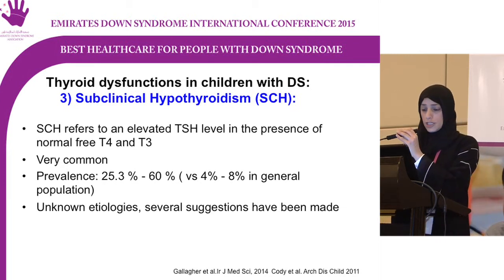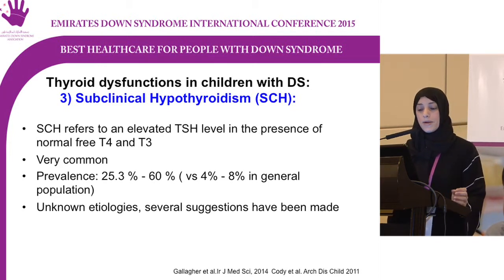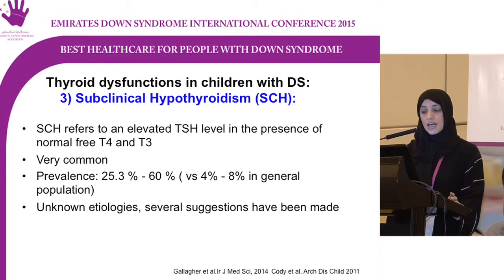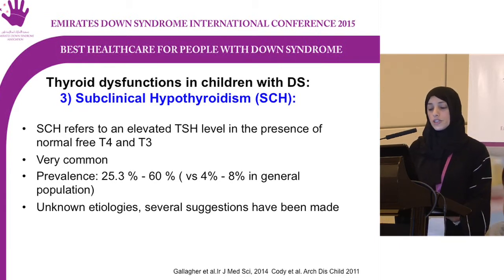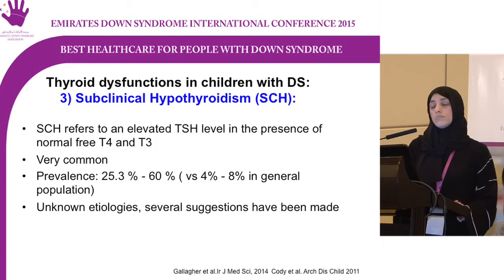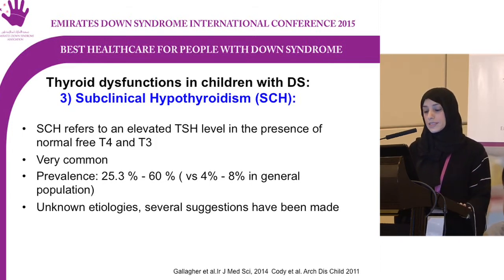So the more challenging one, I would say, and the one that creates a lot of anxiety for the pediatrician or primary care physician, is thyroid dysfunction in relation to what we call subclinical hypothyroidism. By definition, subclinical hypothyroidism implies an elevated TSH level in the presence of normal T4 and T3. It's very common, not only in kids with Down syndrome. The prevalence is around 25 to 60%, compared to 4 to 8% in the general population.